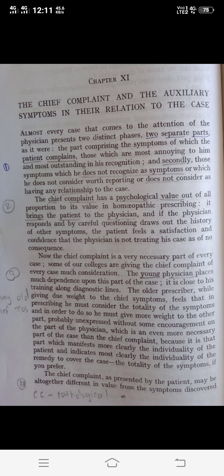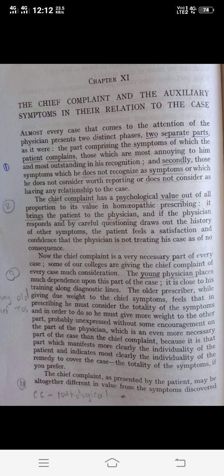So the chief complaint has a psychological value out of proportion to its value in homeopathic prescribing. As we know, we cannot prescribe the medicine only on a chief complaint, so it is less valuable in prescribing, but it has a psychological value, as the patient gives more importance to it. It brings the patient to the physician, and when the physician asks about the chief complaint, the patient feels satisfaction that the physician will treat it. And if the physician does not ask about the present chief complaint, the patient may think that the physician is not doing anything for his complaint.